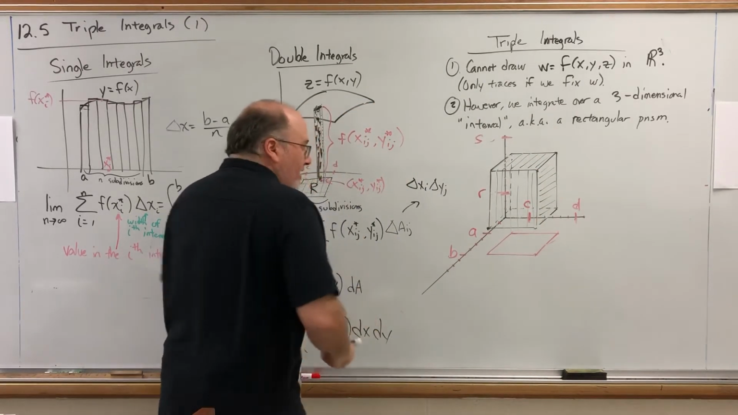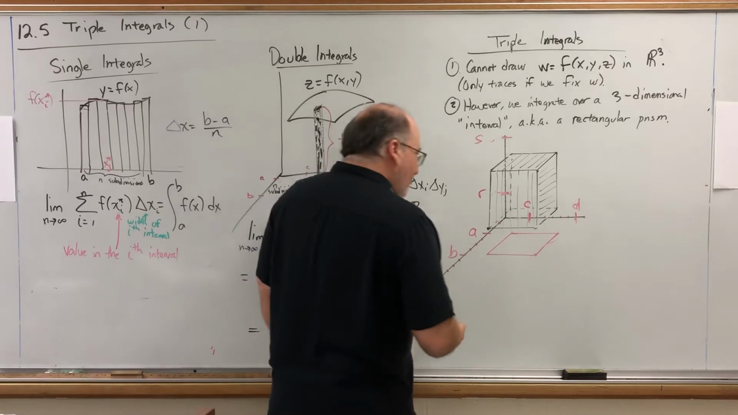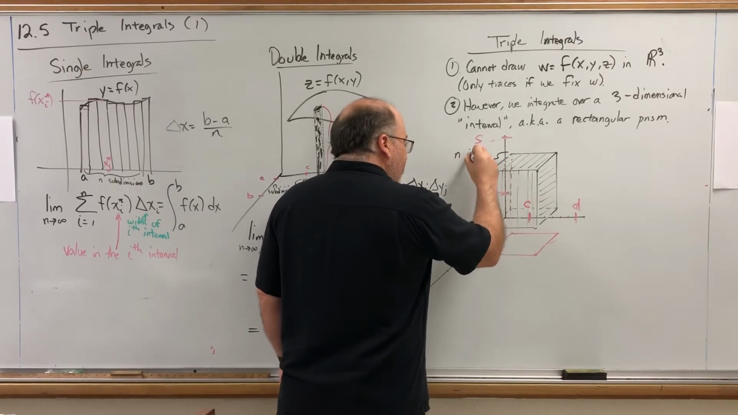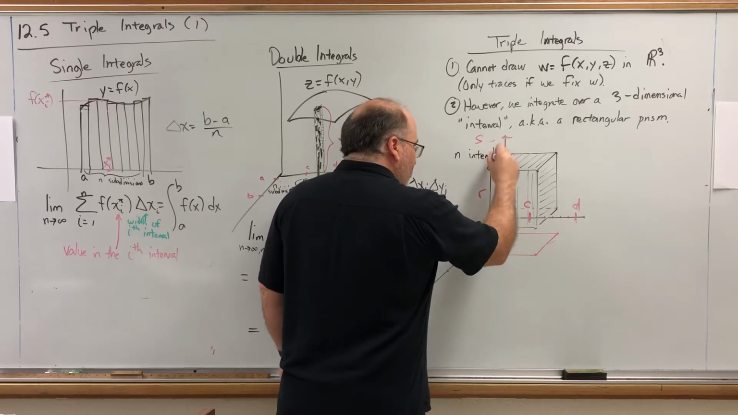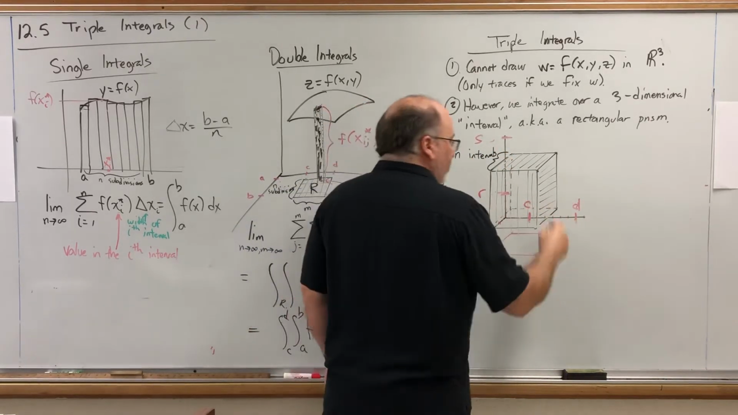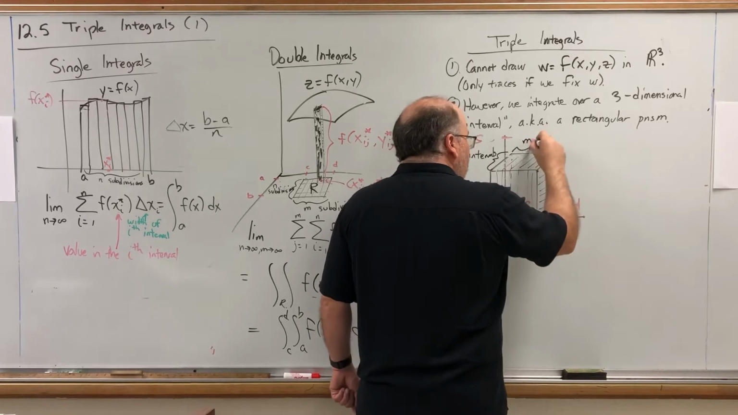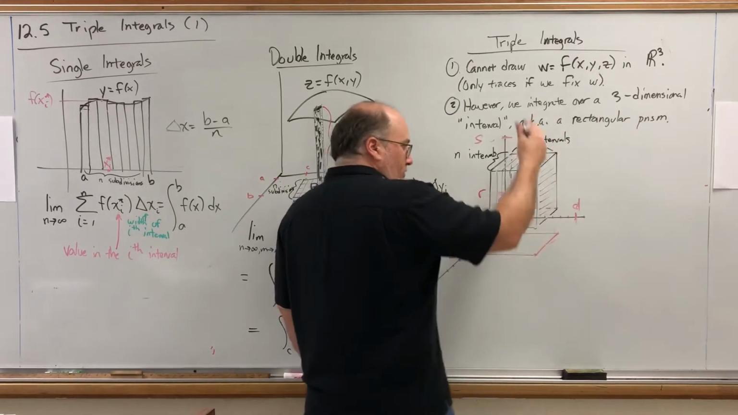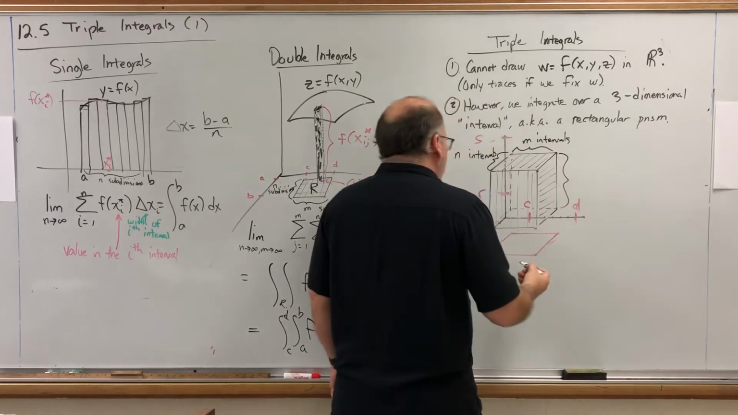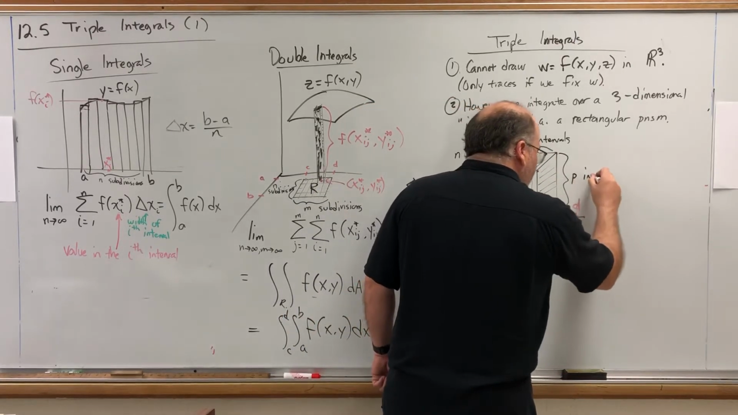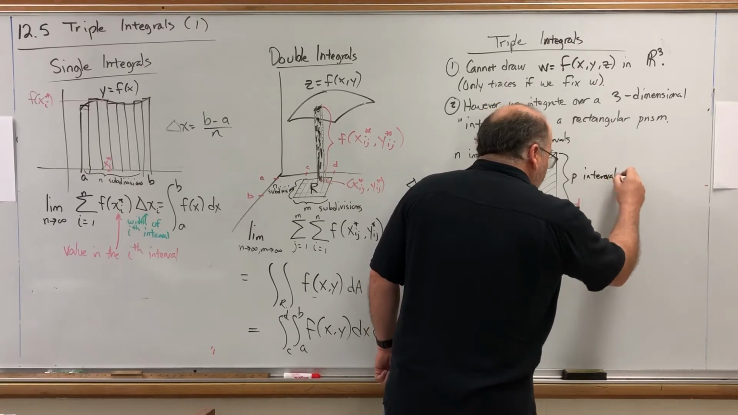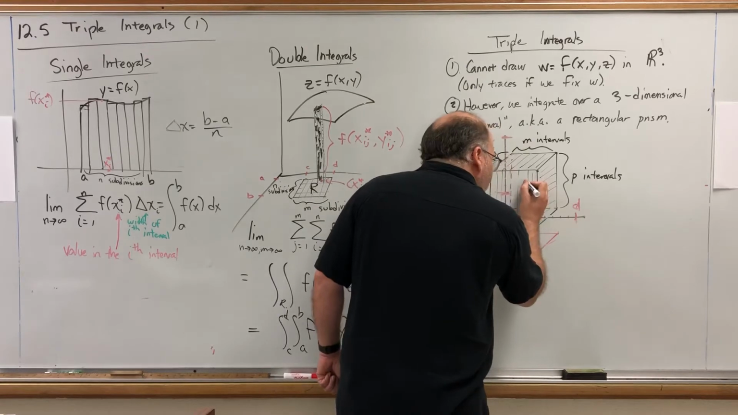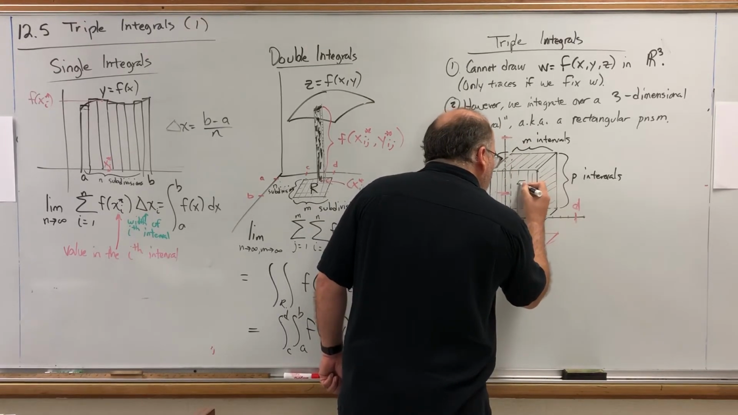So for example, let's say in the x direction, which would be this direction, we do n intervals. In the y direction, which is the horizontal direction, we do m intervals. And in the z direction, which is the vertical direction, we'll use p intervals. So we cut this box into a bunch of smaller boxes. And somewhere in the middle, let's just grab one of those random boxes.